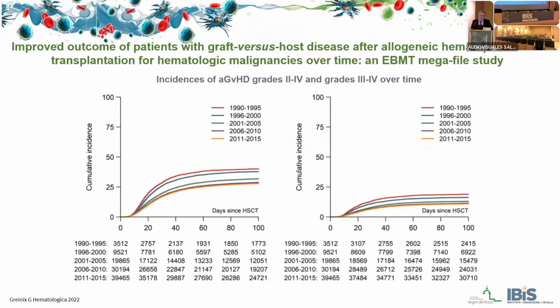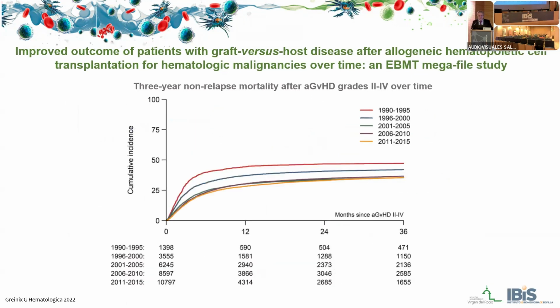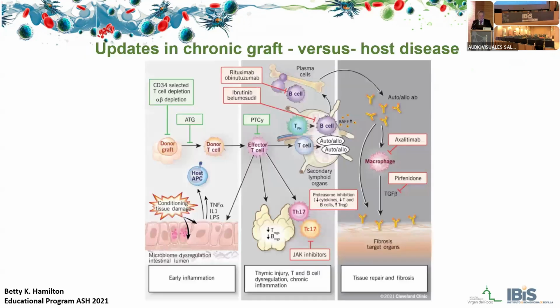So with all these approaches, basically that's what we've been able to develop in the last years. The incidence of acute GvHD is decreasing, but also, more importantly, those patients who do develop GvHD have a better outcome, better survival, which basically translates that we are being able to use better approaches to prevent GvHD, but also better approaches for treating GvHD.